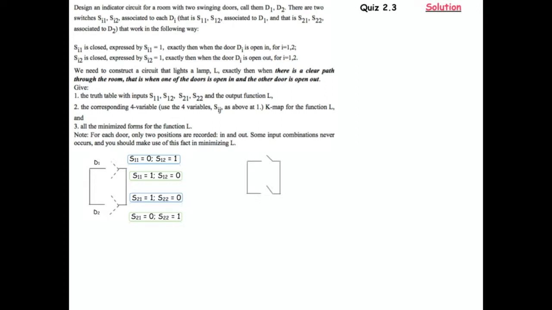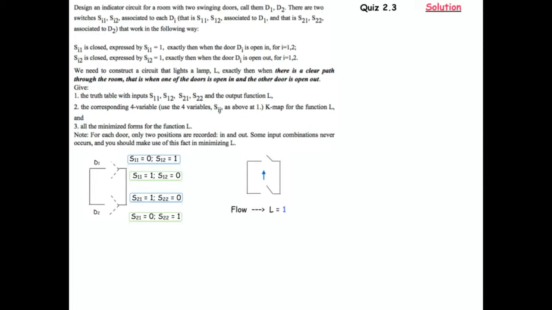So from these legal states, right? Because we have two doors, and we know what the two legal states are for each door, now we can look at the combinations of what the two doors might be doing. The first combination, both doors are opened in one direction, and we call it a flow up.